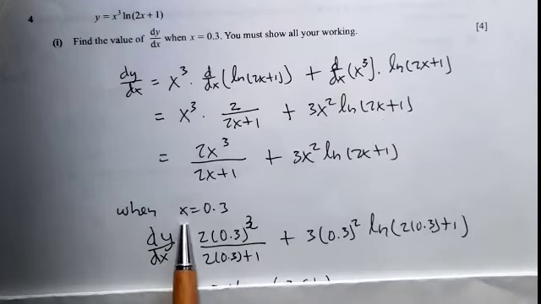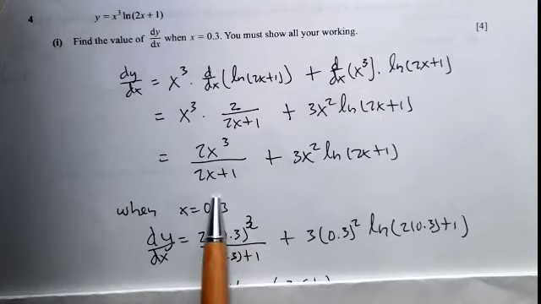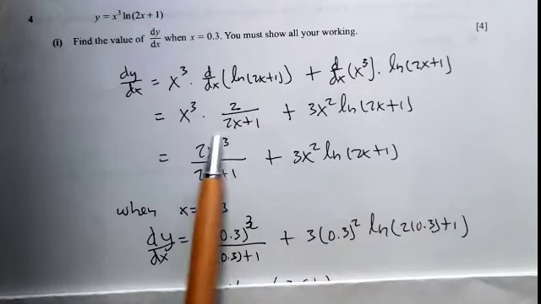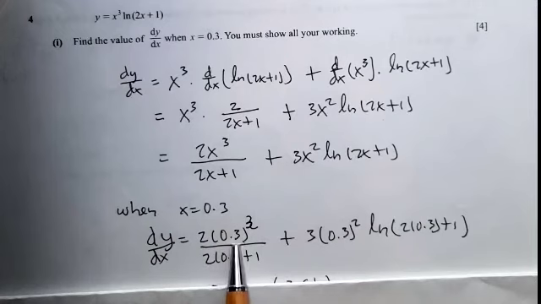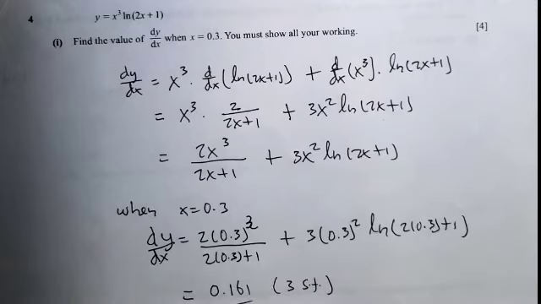Now when x is 0.3, dy/dx is just substituting x by 0.3 in that expression, that is 2 times 0.3 cubed per 2 times 0.3 plus 1, plus 3 times 0.3 squared times ln(2 times 0.3 plus 1), and then that is 0.161 to 3 significant figures.